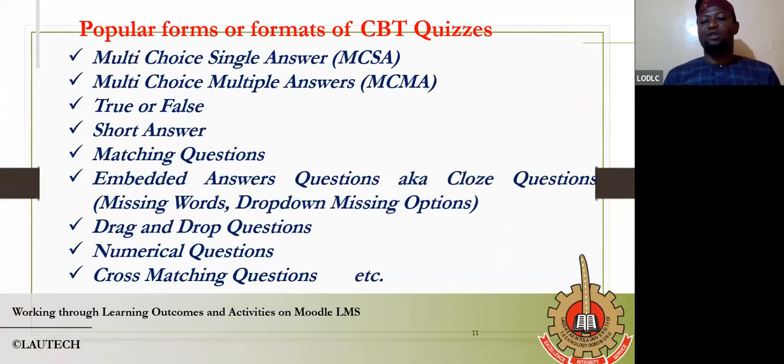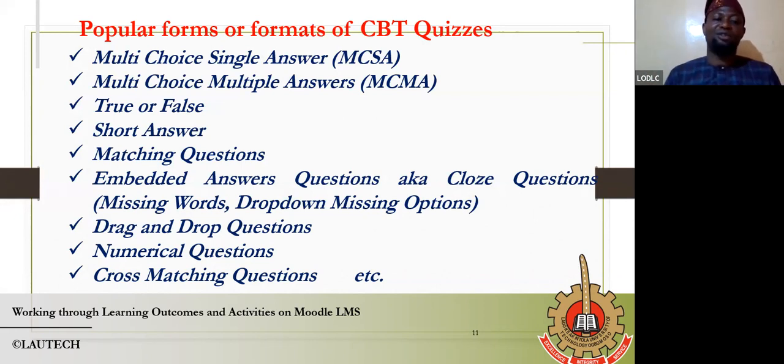Popular forms or formats of CBT quizzes. We have various forms of CBT quizzes. I said something the other time: I said CBT quizzes are summative assessments. They are always graded. Students should understand this. CBT quizzes without instant feedback are always graded and can come in various forms.